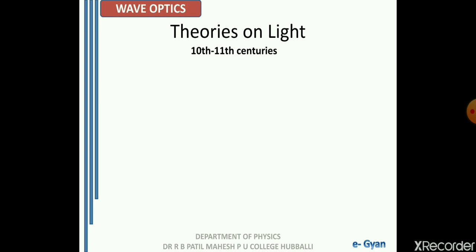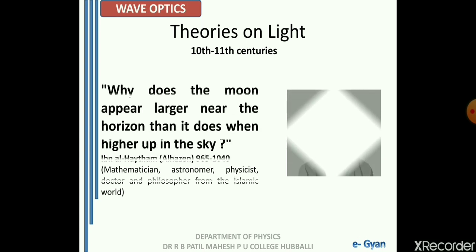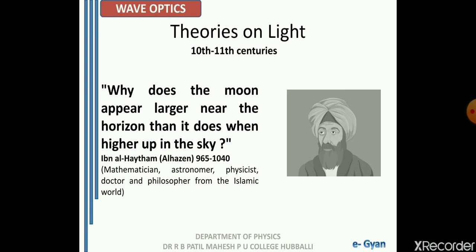In the 10th and 11th century, the Arabic world was curious about light. A mathematician, astronomer, physicist, doctor and philosopher called Ibn al-Haytham asked: why does the moon appear larger near the horizon than it does when higher up in the sky? Now we understand that the question is raised due to the phenomenon called refraction.